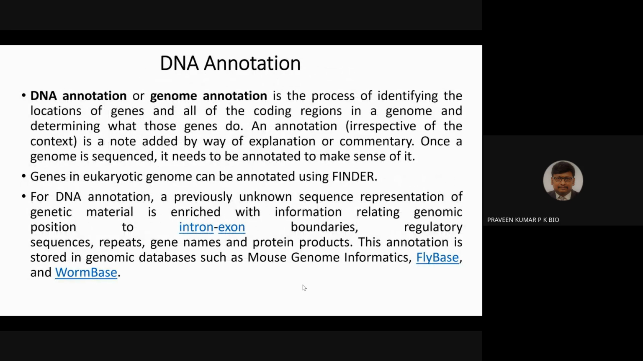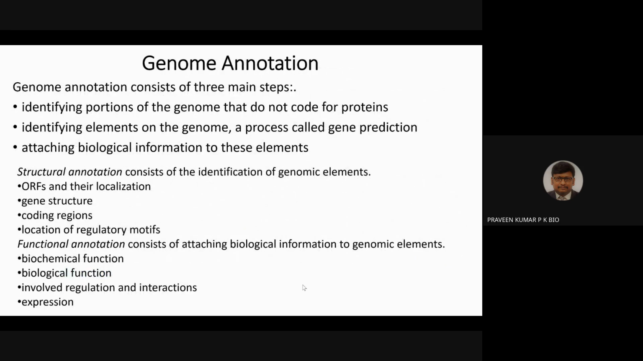Here, in genome sequencing, one has to remember that genome assembly is of course an important step. Genome annotation, you know, consists of three main steps: identifying portions of the genome that do not code for proteins. Number two, identify elements on the genome, a process called gene prediction. I believe that I told you how to go for gene prediction, so that is also a part of genome annotation.